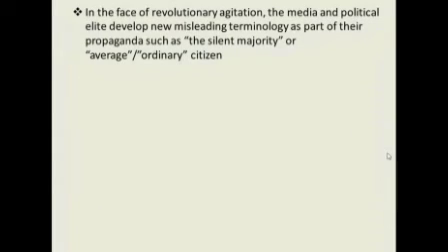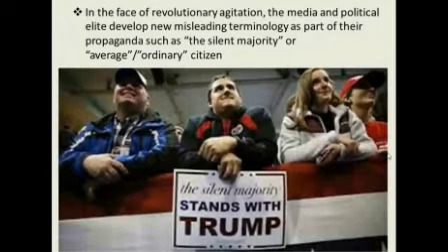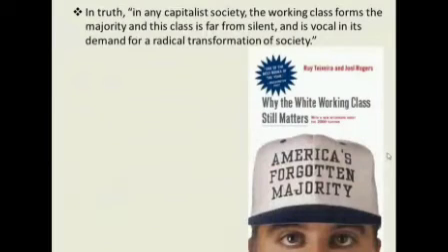In the face of revolutionary agitation, the media and political elites develop new misleading terminology as part of their propaganda, such as the silent majority or average ordinary citizen. According to Nkrumah, in truth, in any capitalist society, the working class forms the majority, and this class is far from silent and is vocal in its demand for a radical transformation of society. In fact, you could say that rather than being the silent majority, it is a forgotten majority, forgotten by the media and the like, who serve the capitalists.